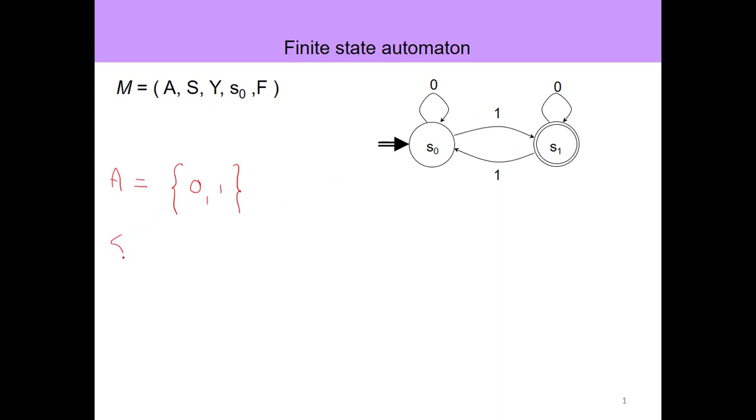The second one, S, is the set of possible states. So in this example, that would be S1 and S0. Then the third one, Y, would be the possible finalizing states, end states. So when is this word allowed to stop? And in this case, that's only S1. And then, of course, S0 would be the initial state.